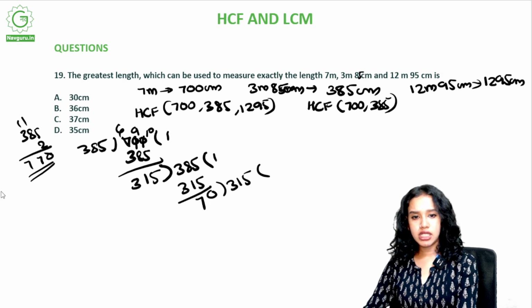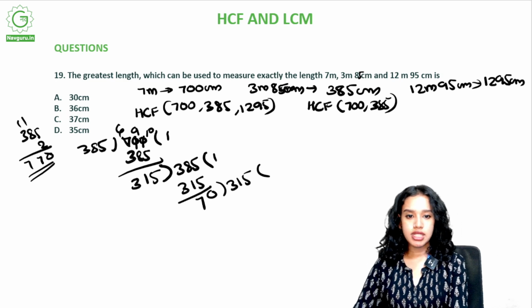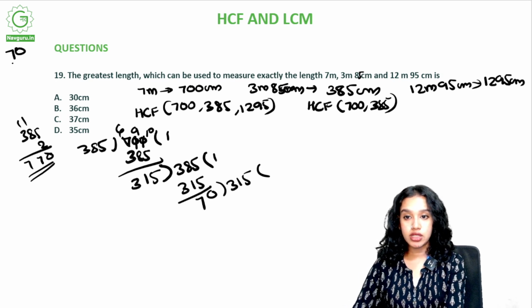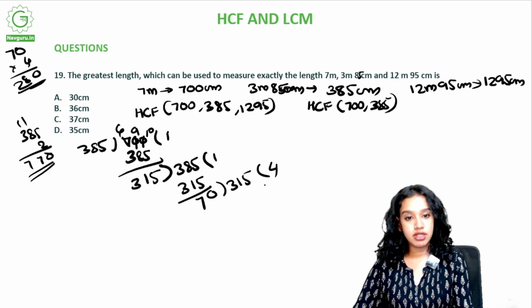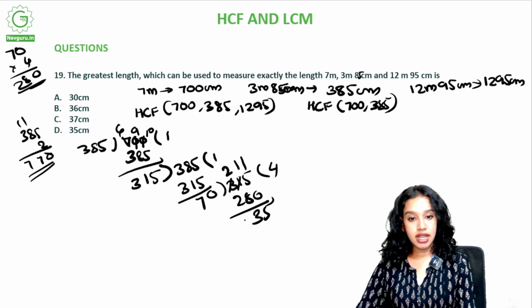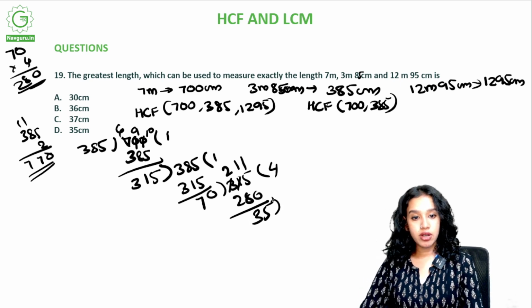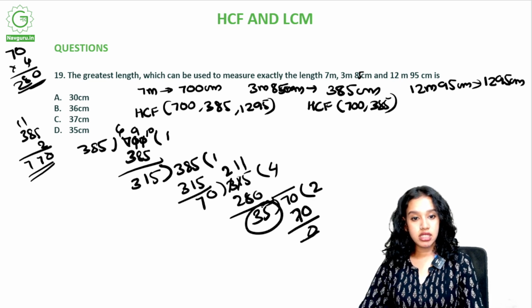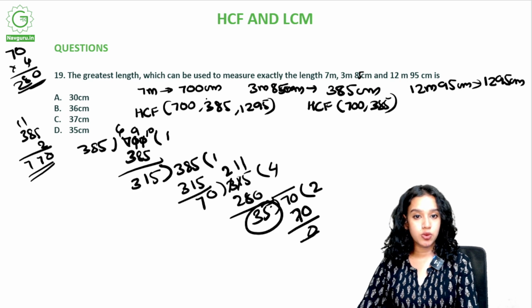So 70 and 315. 4 into 70 is 280, and 315 minus 280 leaves 35. So we have 35 outside and 70. So 35 into 2, as we know, is 70. So 35 is the highest common factor between these two.